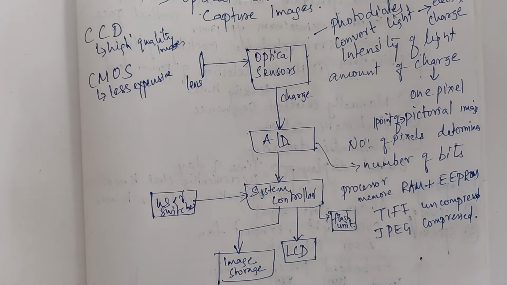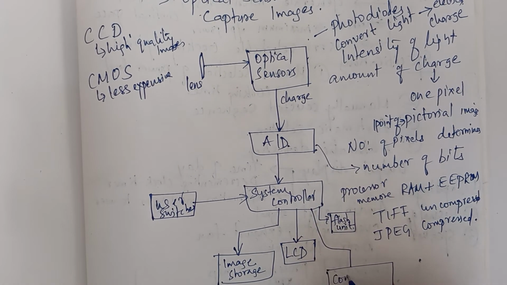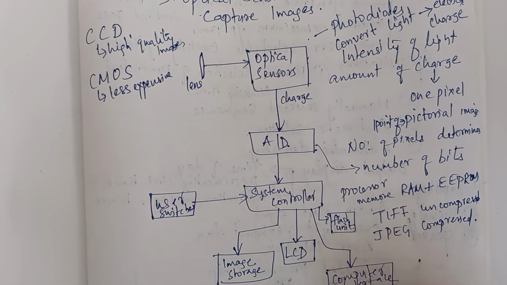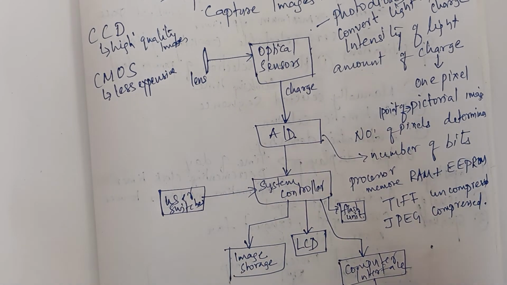Next, we need some standard interface for transferring the images to a computer or a printer. That means you need a computer interface, and you need some cable to the PC. So these are the main computer interface things.